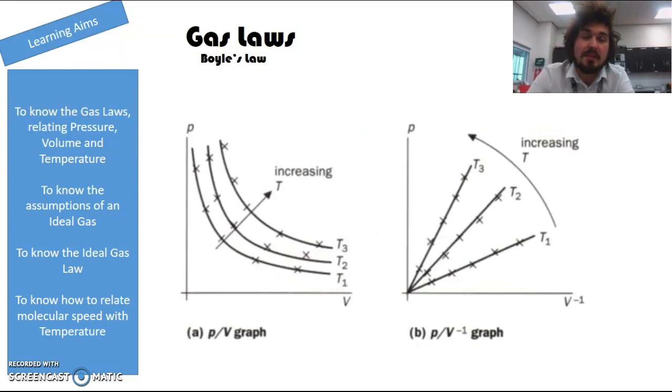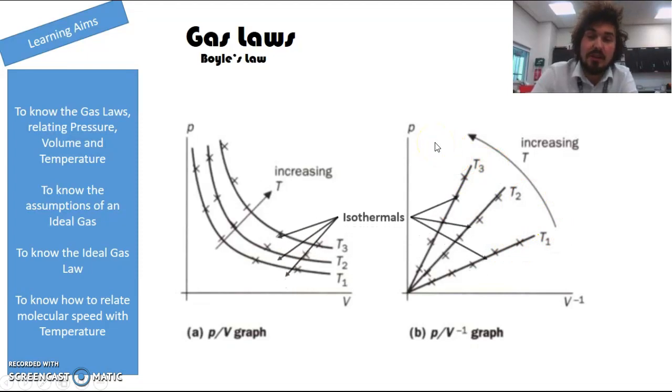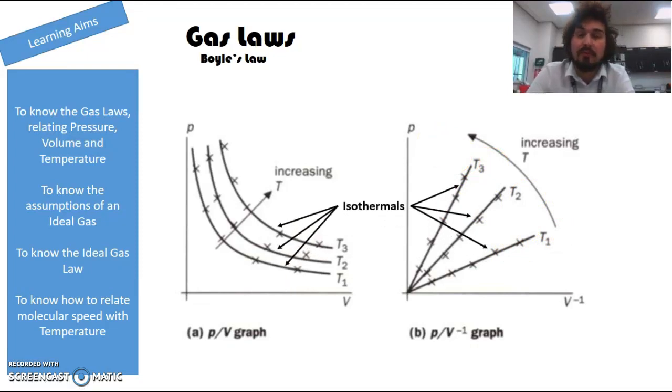It looks like this, with P against V giving this inverse curve, like you can see. These different lines represent different temperatures, with increasing temperature going up like that. If you plot P against 1 over V, you get these linear lines with increasing temperature going that way. We call these isothermals because they are uniform temperature along those lines.